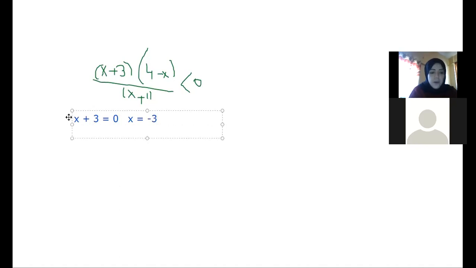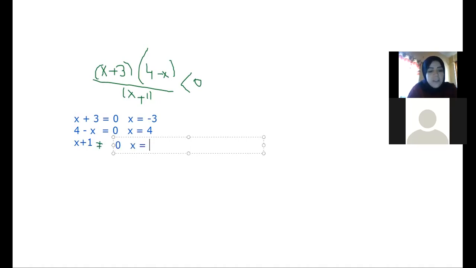Very good. The second one, 4 minus x equals 0. That'll mean minus x equals minus 4, which means x is equal to 4. Very good. Now the third one, x plus 1 must not equal 0. Exactly. Which means x is not equal to minus 1.